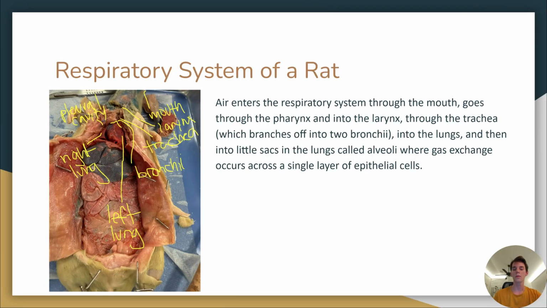So the respiratory system of a rat begins with the mouth, goes into the pharynx and then the larynx, through the trachea, and branches off into bronchi and then into bronchioles into the lungs, and then finally into these little sacs called alveoli where gas exchange occurs.